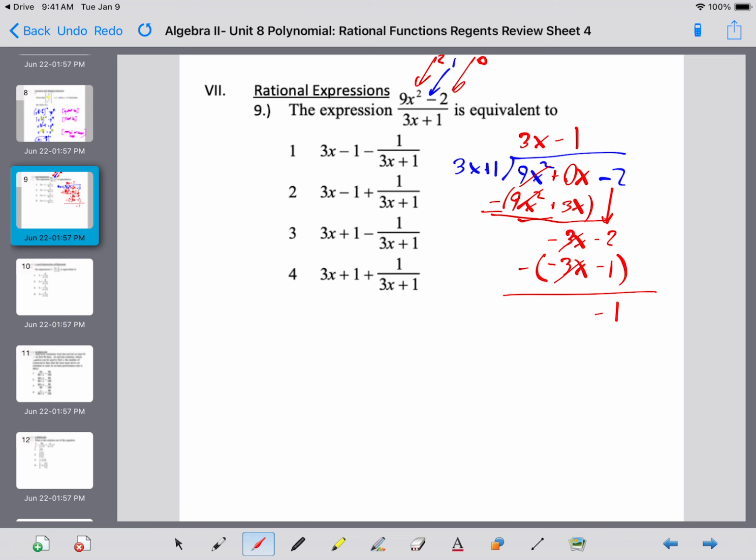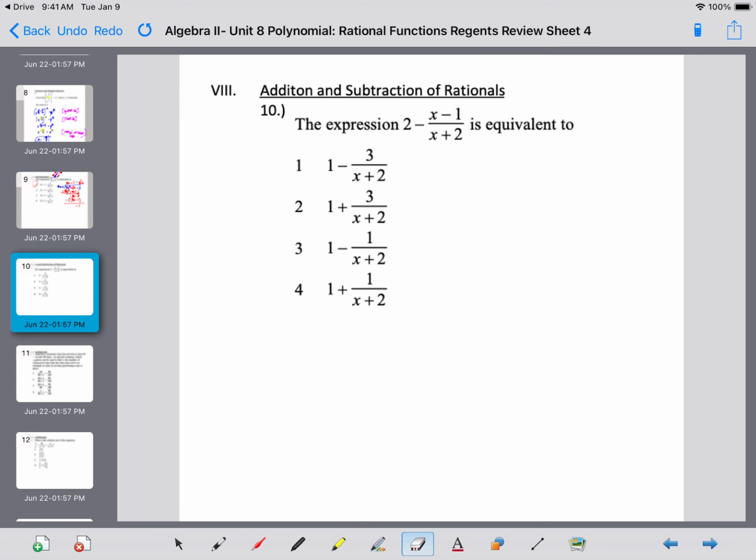So that's your remainder. So you always put your remainder over your divisor. So 3x minus 1 over 3x plus 1. Let's say you really couldn't do this, right? Something you could do is plug in a value for x, some random value. You could say x equals 7, and then plug 7 into your options and see which ones would give you the same answer. Okay?